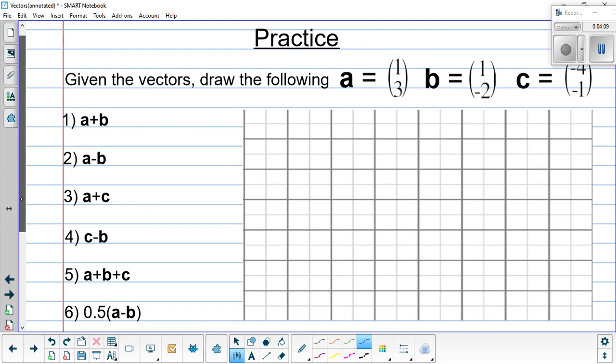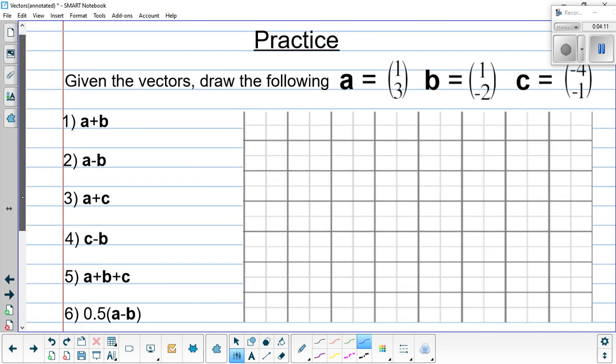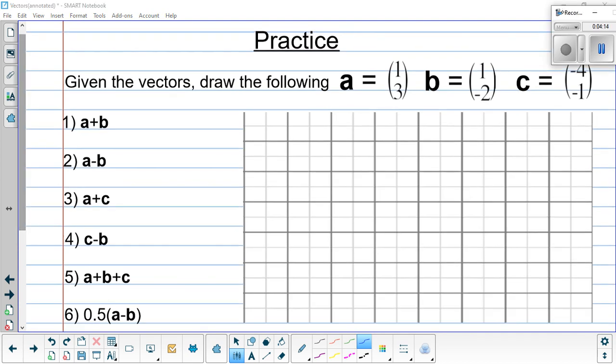So, here are a bunch of vectors for you to try and add and draw. The first 4 are pretty straightforward. 5 and 6 are a little bit more challenging, but try your best. Okay. Pause the video. Whenever you're ready, press play.